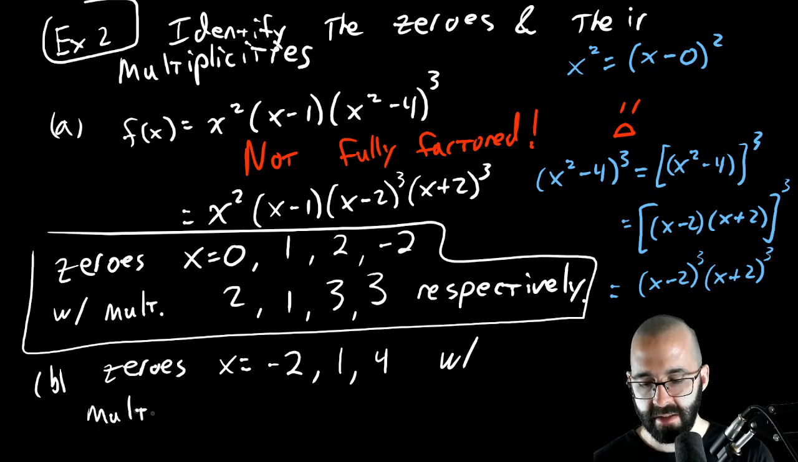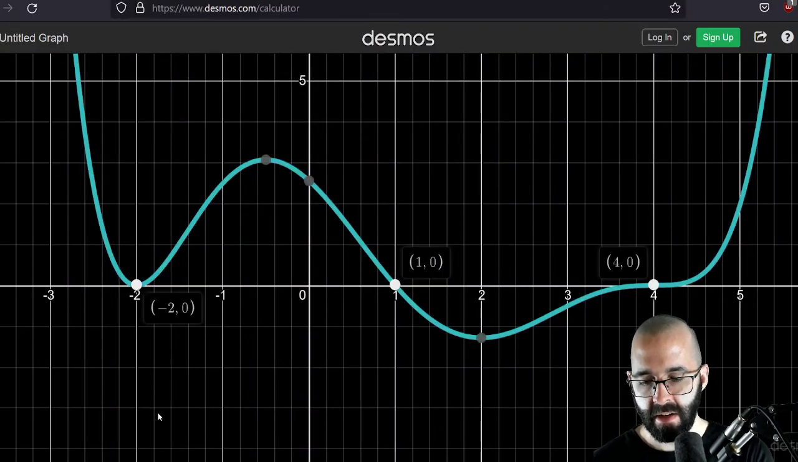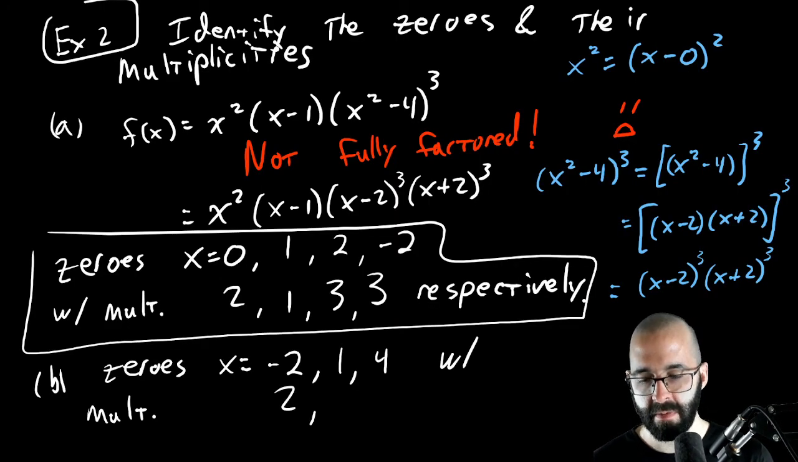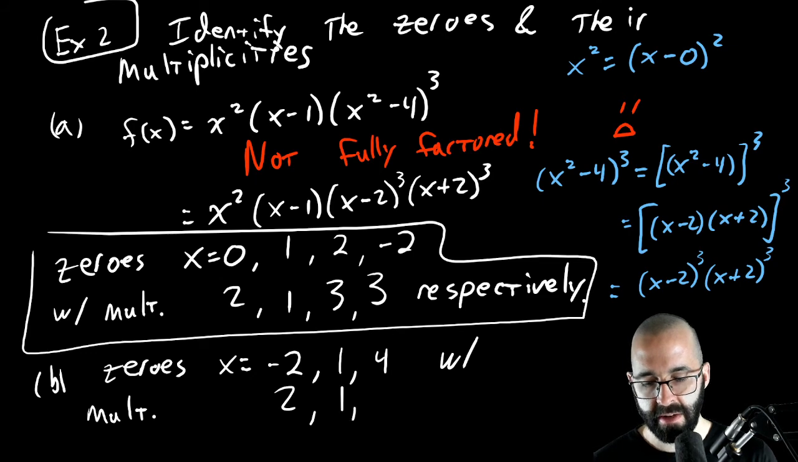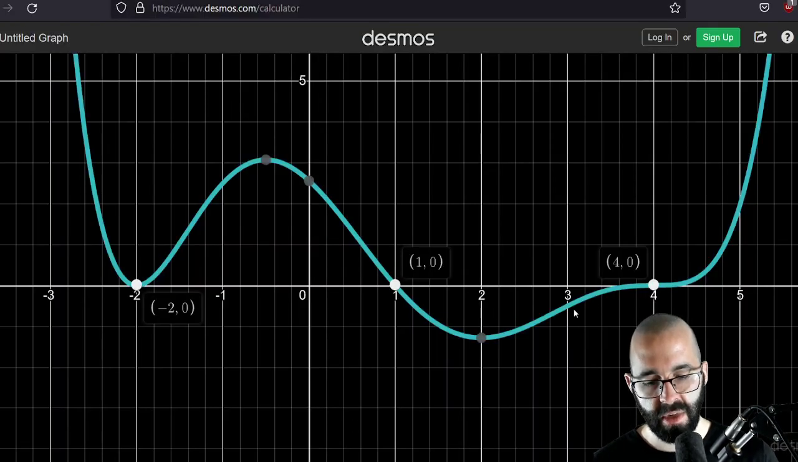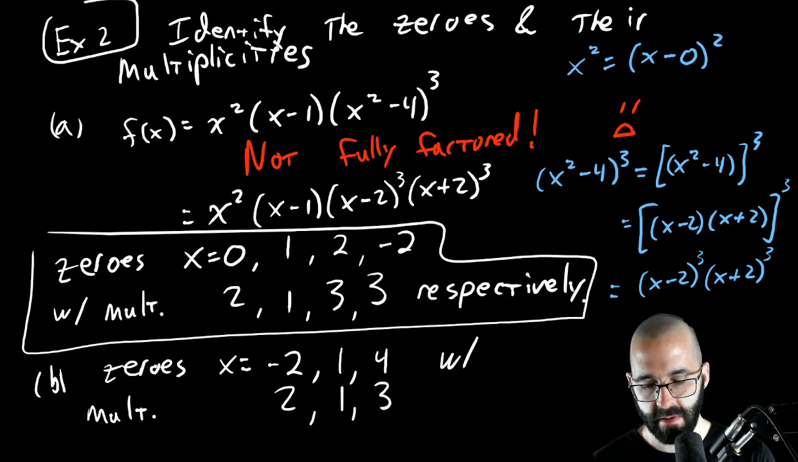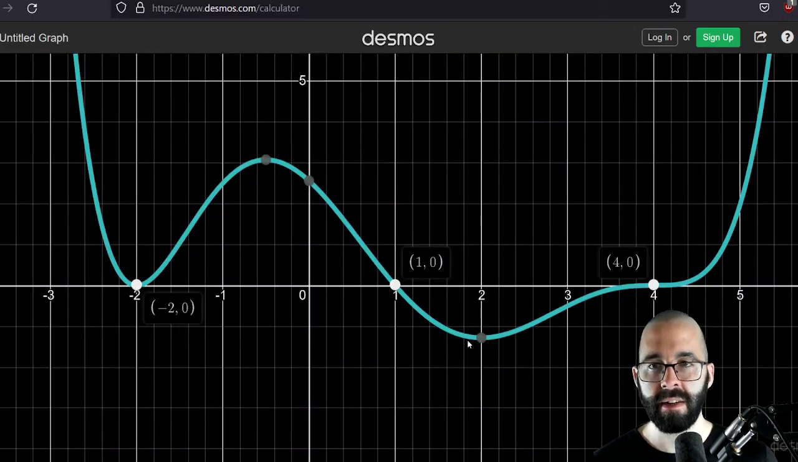And the multiplicities, notice that locally this behaves like a parabola. It bounces off. Multiplicity 2. Locally, this behaves kind of like a line, right? If you really zoomed in, it would almost look straight. Multiplicity 1. Here, behaves like a cubic function. Multiplicity 3, respectively. And that's our answer for B.